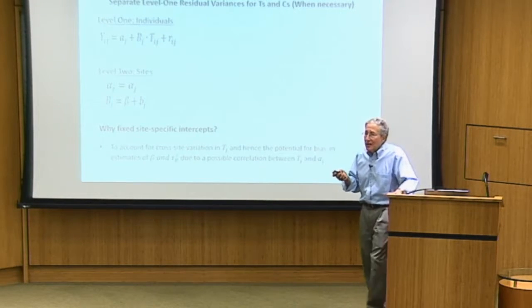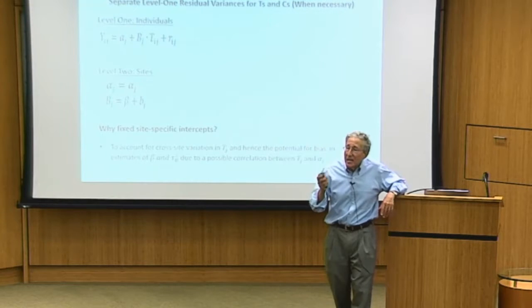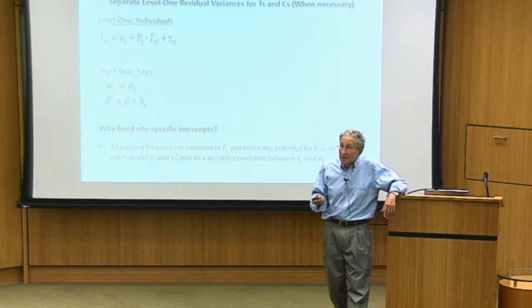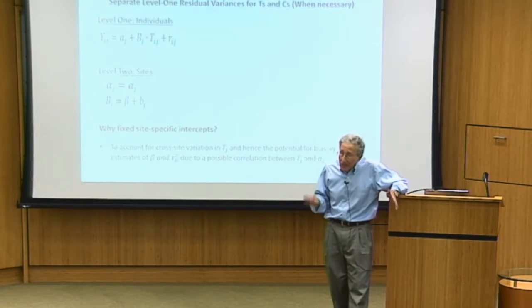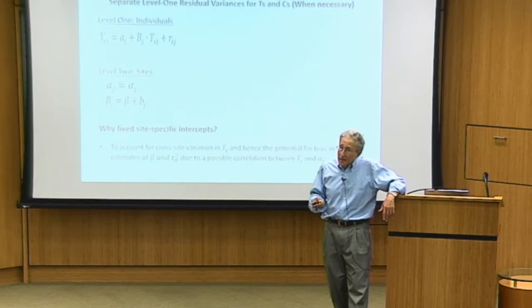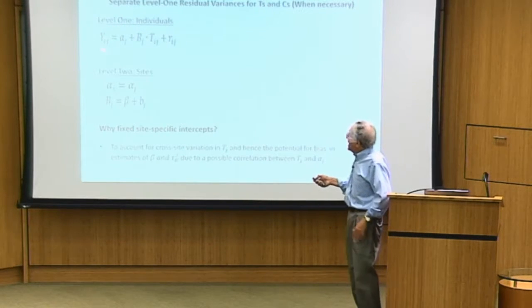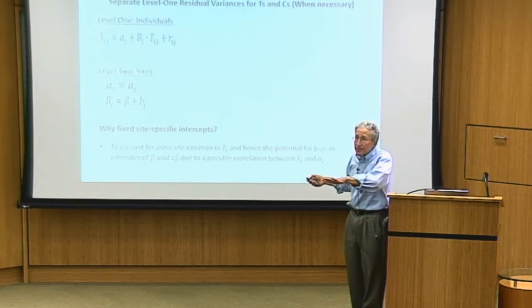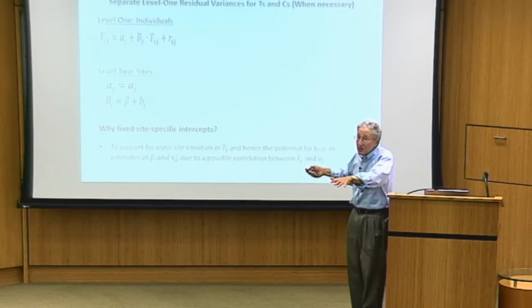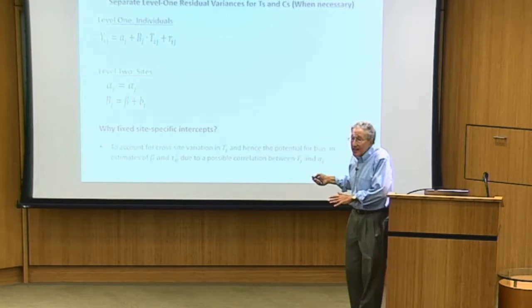Now, fixed intercepts is the equivalent of site centering every variable in your model. If you put an intercept for each site in your model, it's algebraically equivalent, in terms of the point estimate, to site centering every variable. What does that mean? It's equivalent to saying Y bar sub ij minus Y bar sub j, site centering that variable, and T sub ij minus T bar sub j.